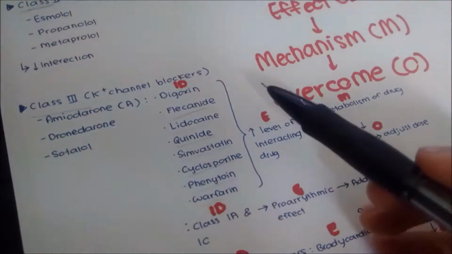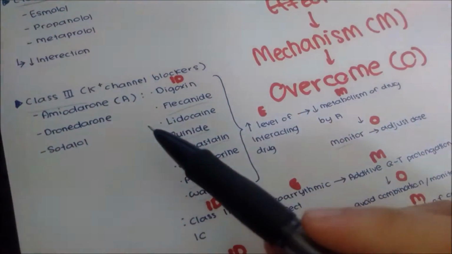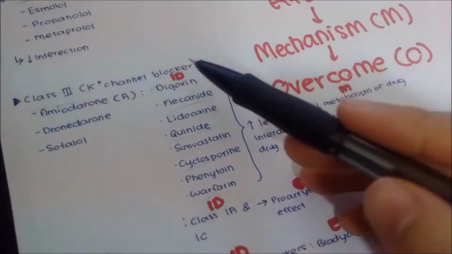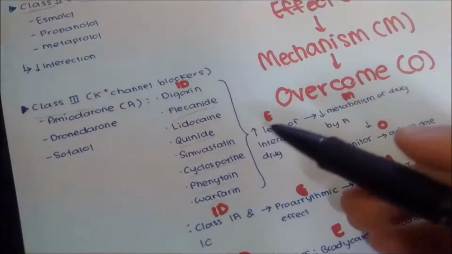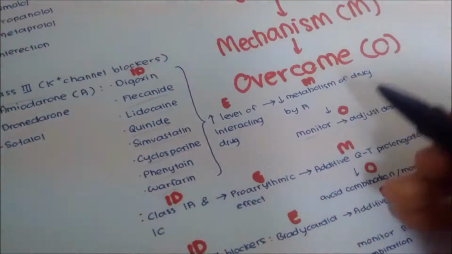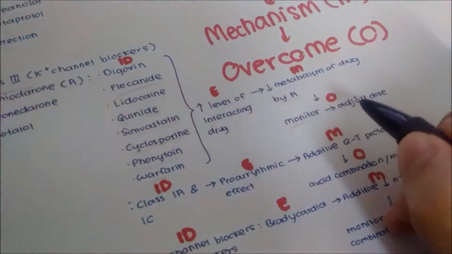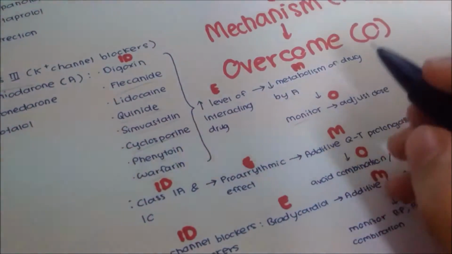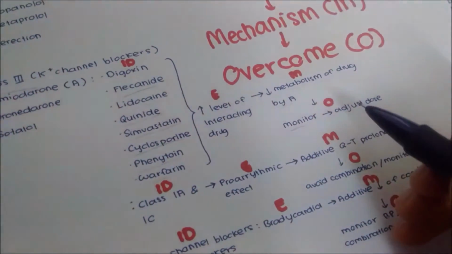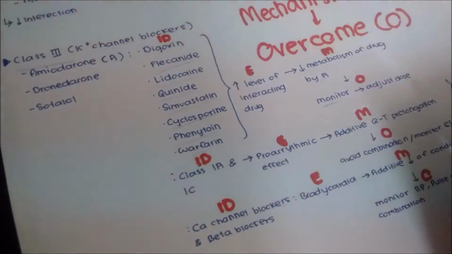For example, when the patient takes amiodarone, it will cause an increased level of the interacting drugs, because amiodarone decreases the metabolism of these drugs. To overcome this, we need to monitor and adjust the dose of the drugs that have been given.